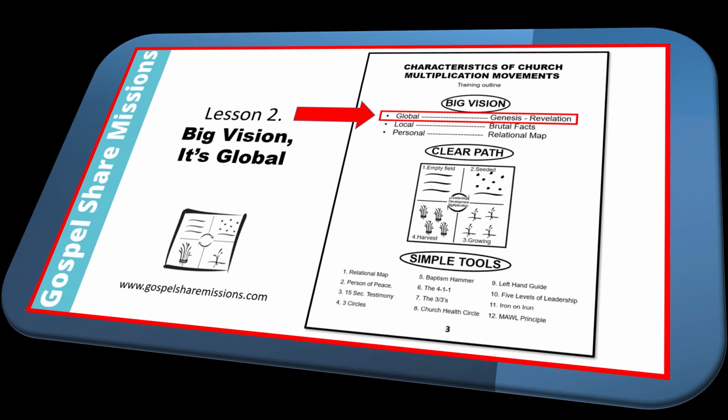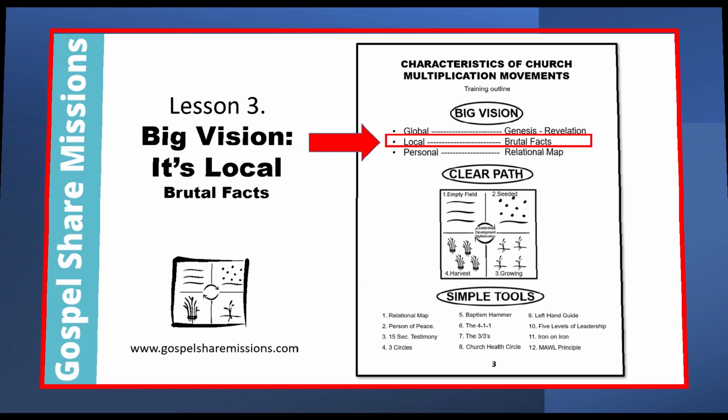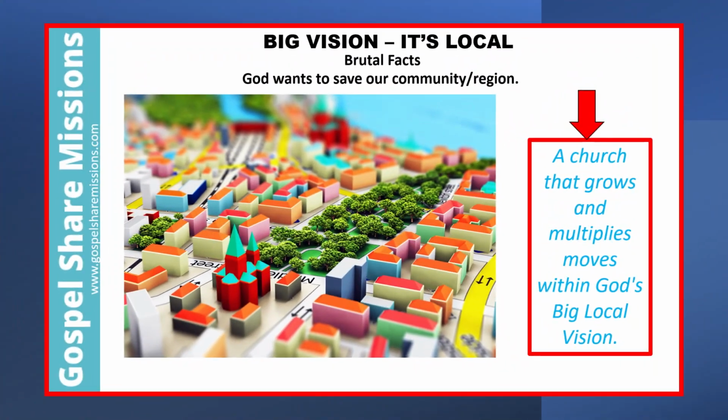In the last video we shared Lesson 2, Big Vision, it's global. Now this is Lesson number 3, Big Vision, it's local, brutal facts. God wants to save not only all nations, but also our community or region. A church that grows and multiplies moves within God's big local vision.